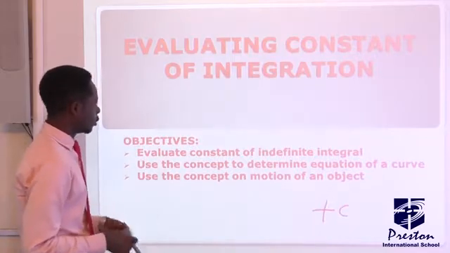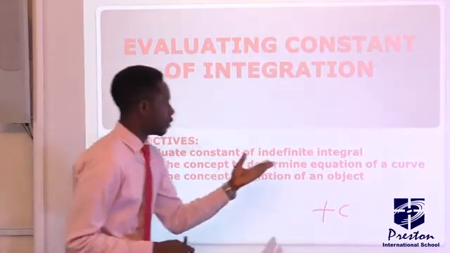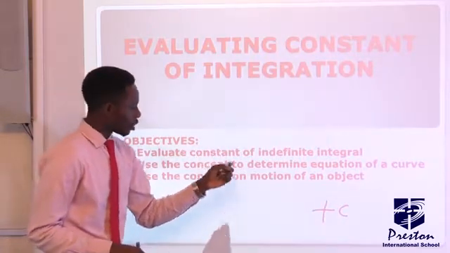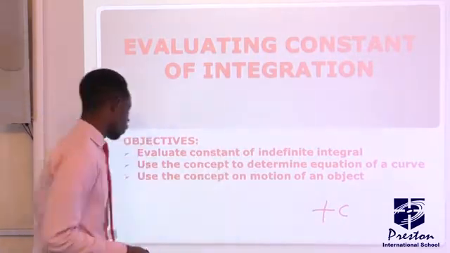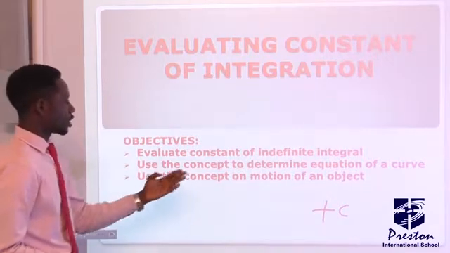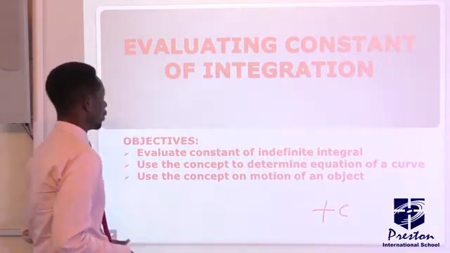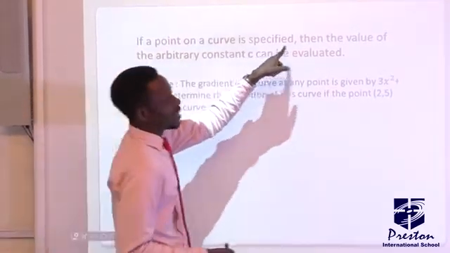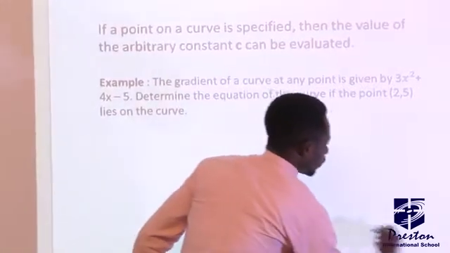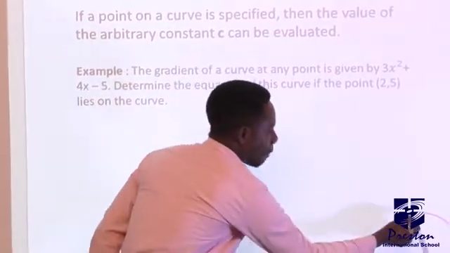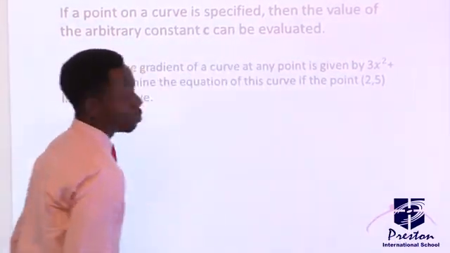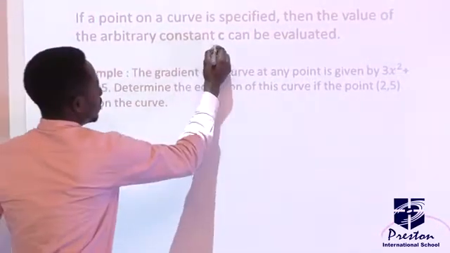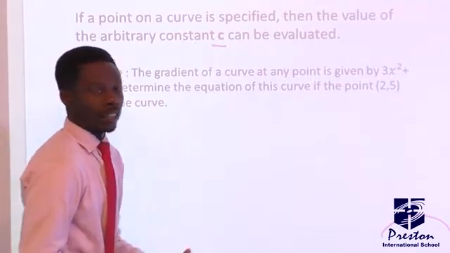And the objectives are, you should be able to evaluate the constant of an indefinite integral, use the concepts to determine the equation of a curve, and at the same time you should be able to use the concept of motion of an object. Okay, if a point on a curve is specified with its coordinates, then the value of the arbitrary constant c can be evaluated, and that is what we want to do.